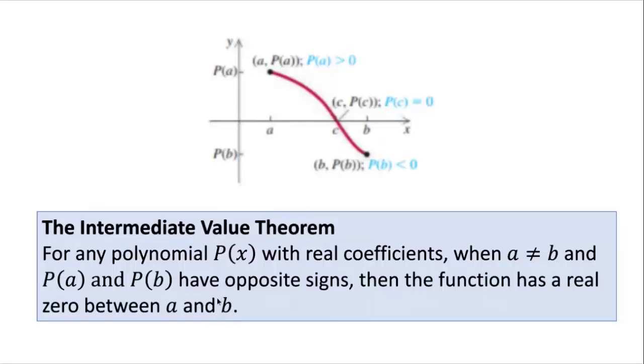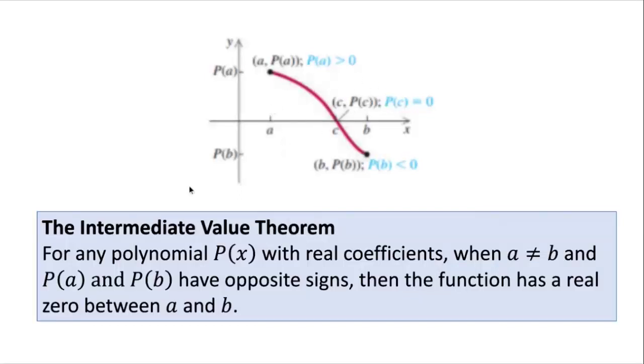It means if you plug in two different numbers and one of your answers is positive and the other one is negative, then there had to be a zero in between there, because we don't pass from positive values to negatives unless we cross zero. So that is just the intermediate value theorem.